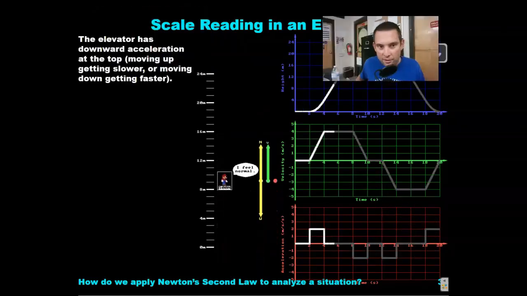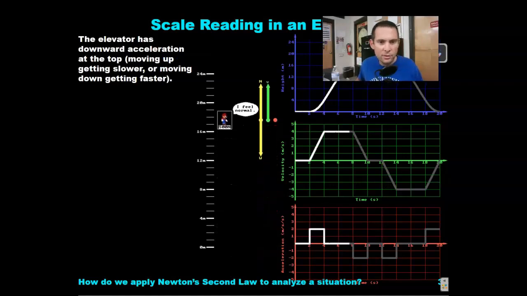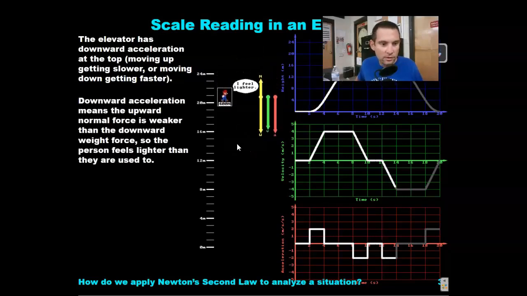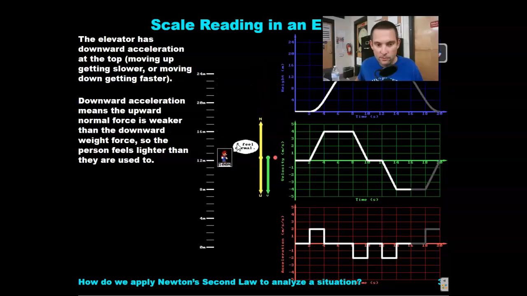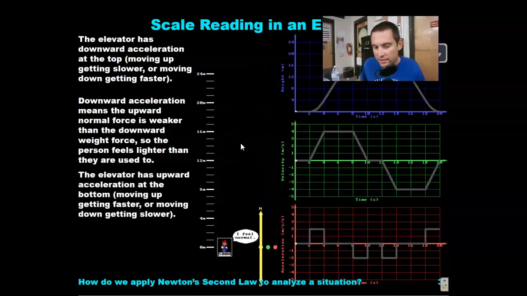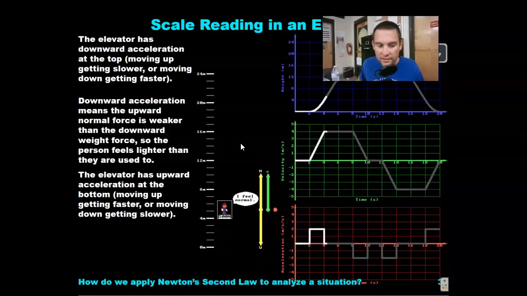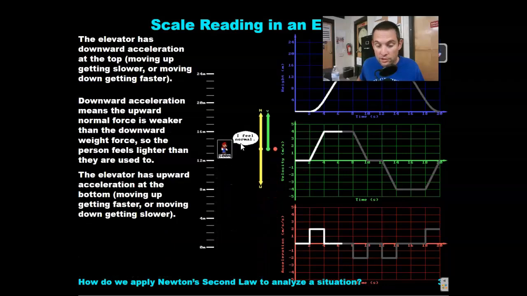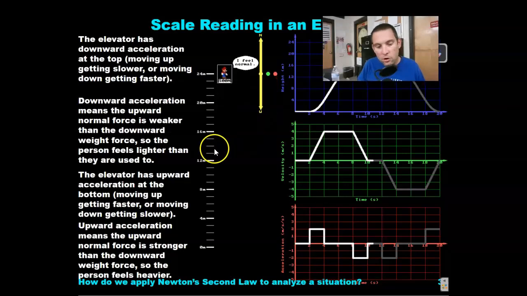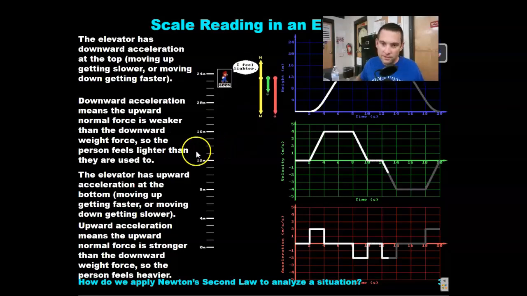The elevator has a downward acceleration at the top, moving up, getting slower, or moving down and getting faster. Downward acceleration means the upward normal force is weaker than the downward weight force, so the person feels lighter than they're used to. The elevator has an upward acceleration at the bottom, moving up, getting faster, or moving down, going slower. Upward acceleration means the upward normal force is stronger than the downward weight force, so the person feels heavier.